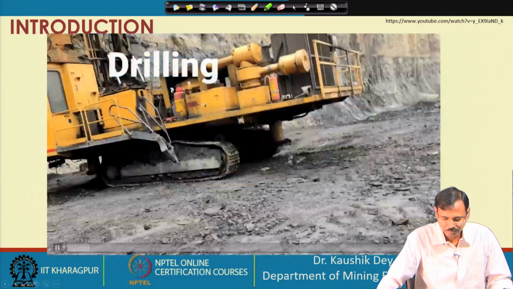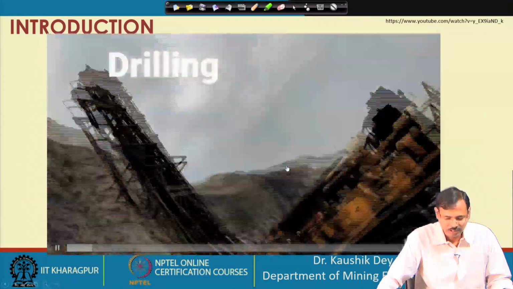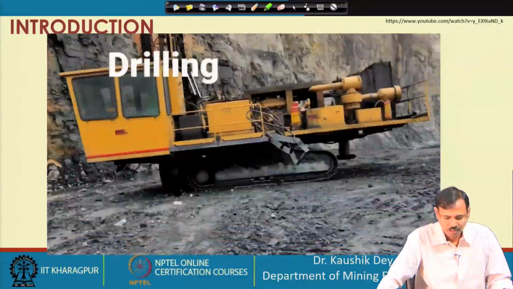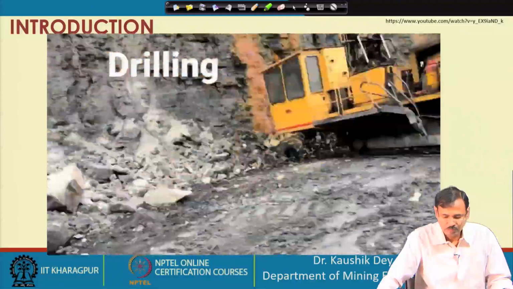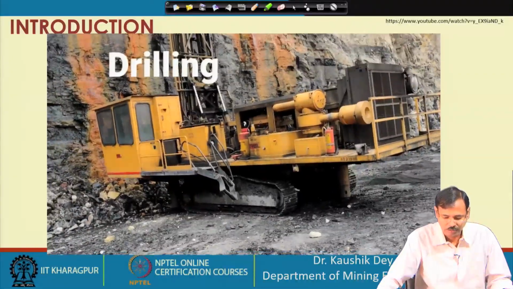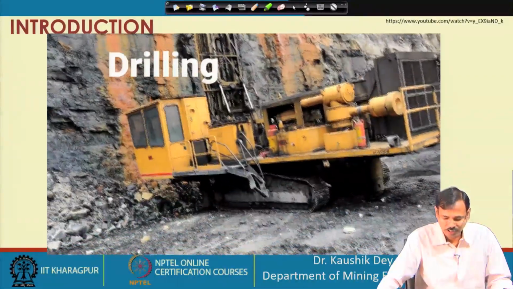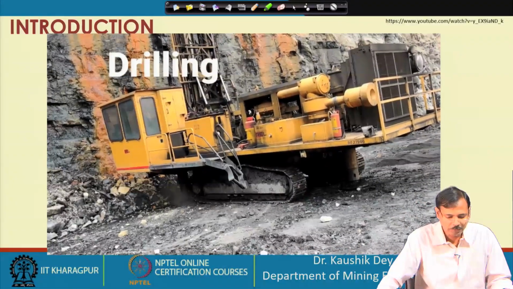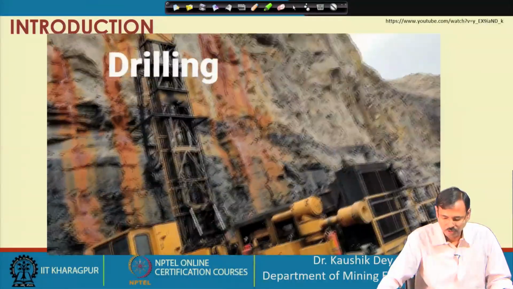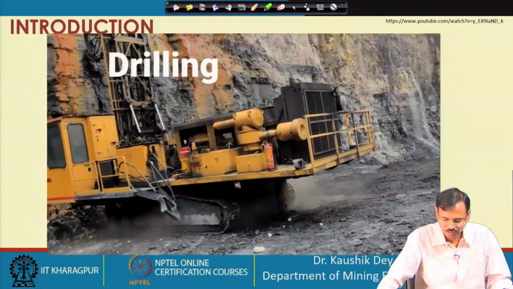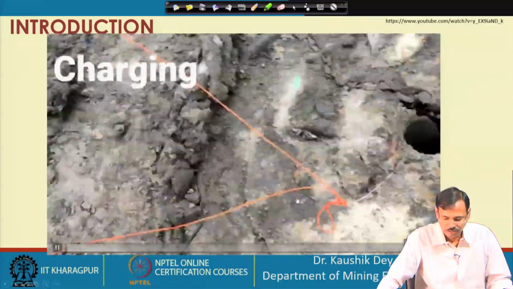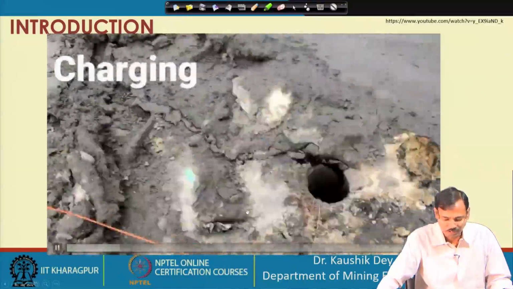This is the drill machine, and it is utilized to create a hole inside the rock mass, so that the explosive can be placed in that hole and the blasting may be carried out. You can see this is the operation of drilling using this drilling machine. While the drilling is carried out, the machine is allowed to stand on a strong surface. This is the drill hole that is created.